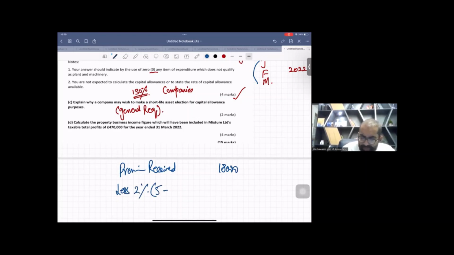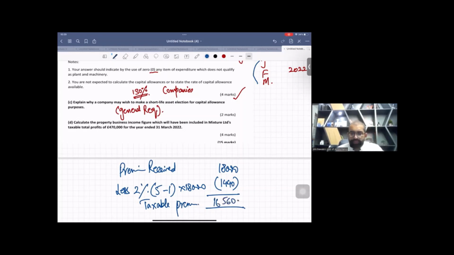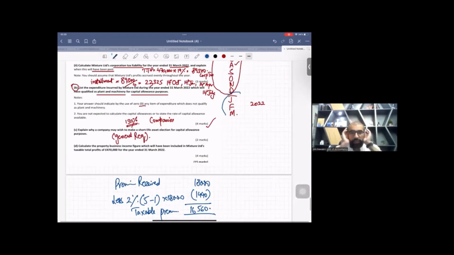So how much is this? 8% of 18,000. Can anybody tell me? It's 1,440. So this is your taxable premium, which will be included as property income. Taxable premium: 16,560.